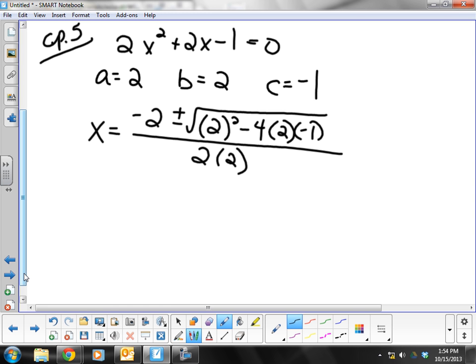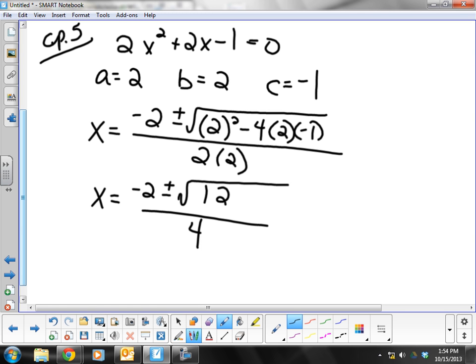Now, we talked last time about, I want you in here, when you do this, don't try to stick this all in at one time. I want you to simplify what's underneath the radical first. So we're going to write x equals negative 2 plus or minus the square root. 2 squared is 4 plus 8, so I got 12 over 4. Okay? Without doing the square root, I just want you to do what's underneath the square root and simplify all of that stuff first.